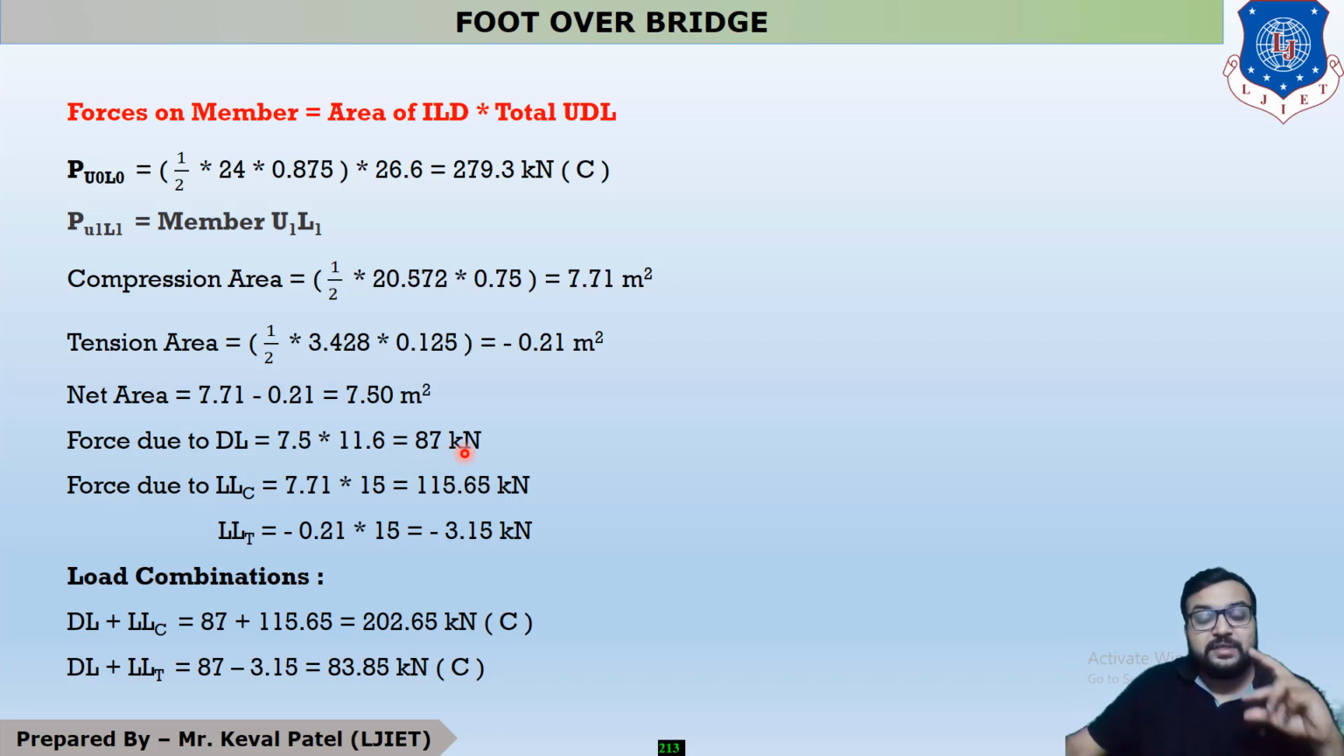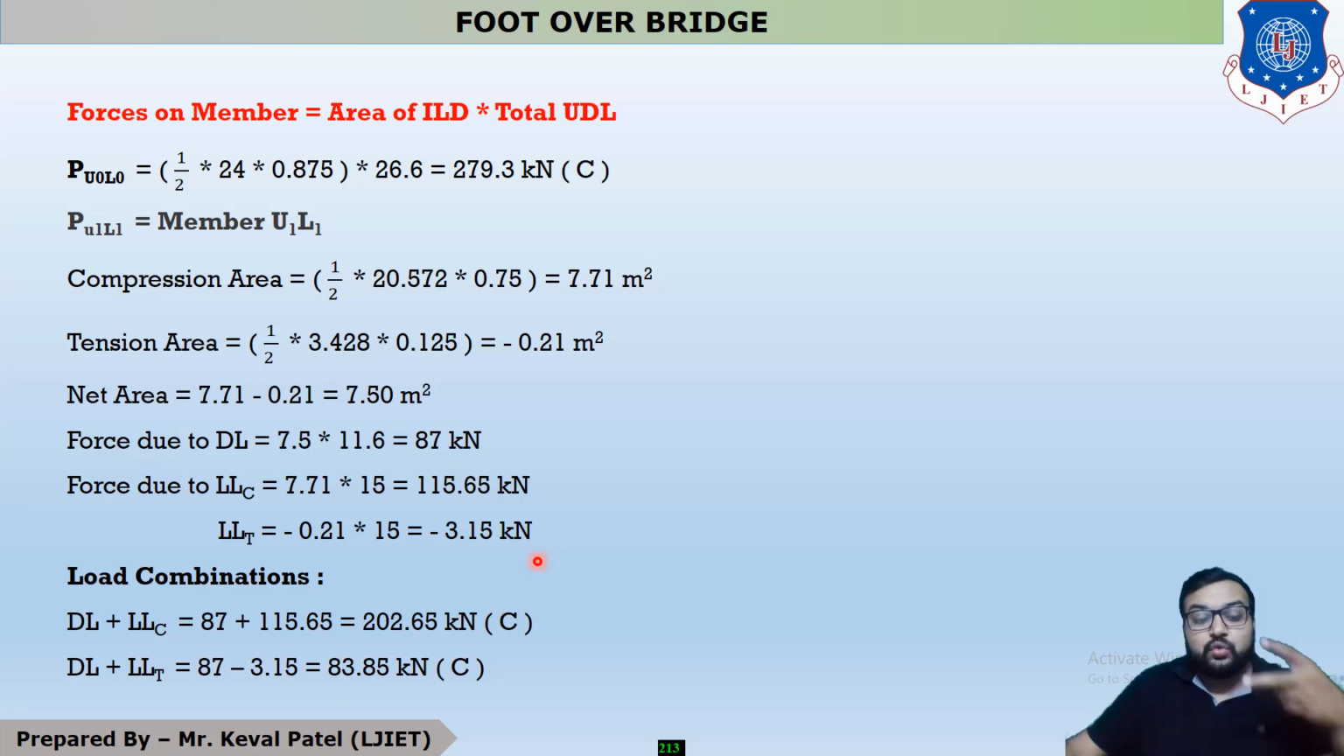Now your live load changes from time to time. Okay, so you have to find out force due to live load. LLC means live load compression. So you have to use compression area into factored UDL. So it will get 115.65 kilonewton, and live load tension means tensile area into factored live load. So it is minus 3.15 kilonewton.